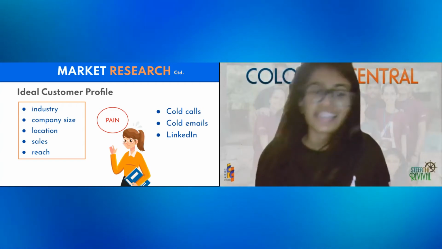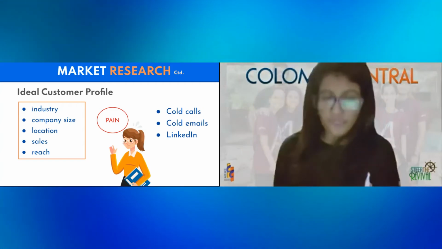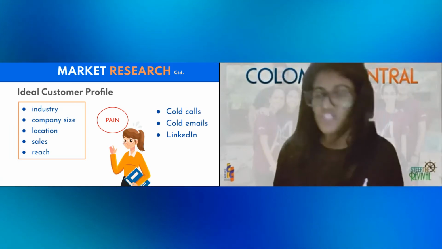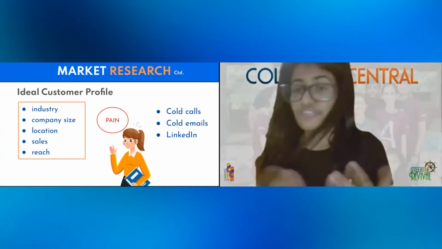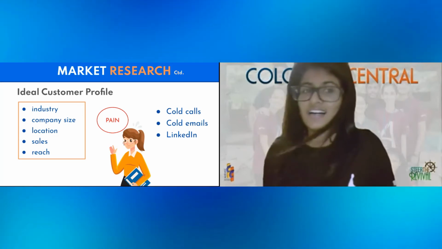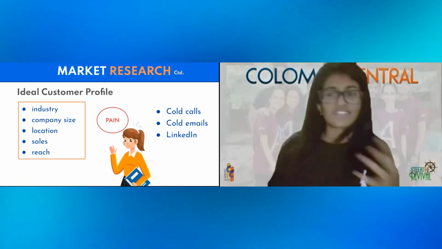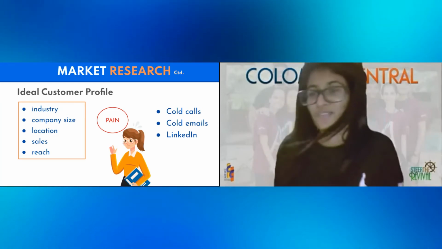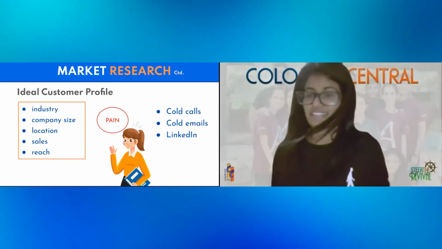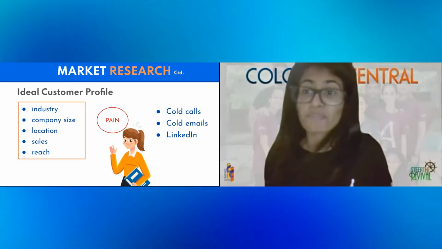And then of course the reach. I don't want to stress on this point much, but if it's a very famous company, then you're going to have a lot of visibility that way. Wow, so Colombo Central partnered up with this company, and if it's a famous company, then you're going to have a lot of PR.